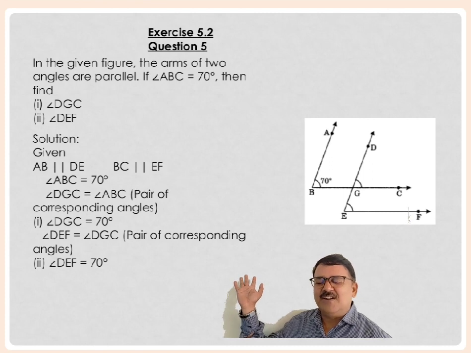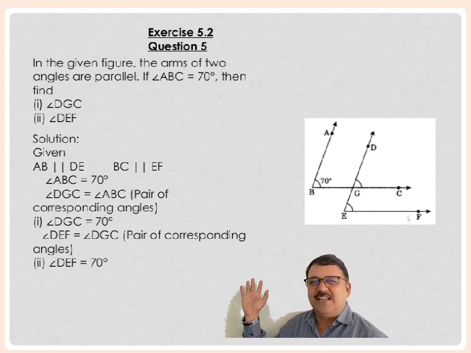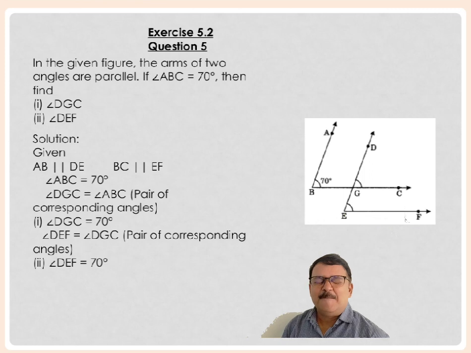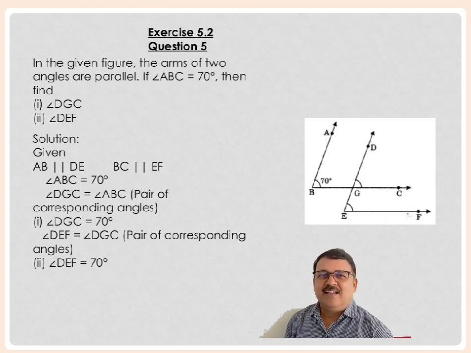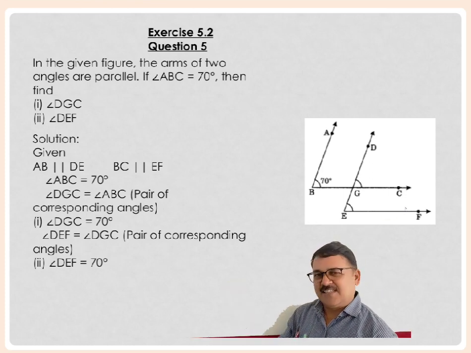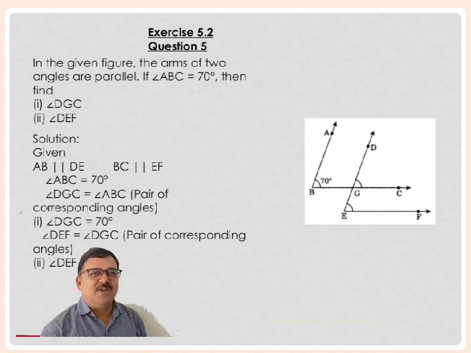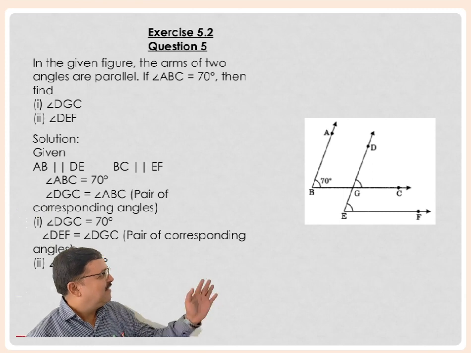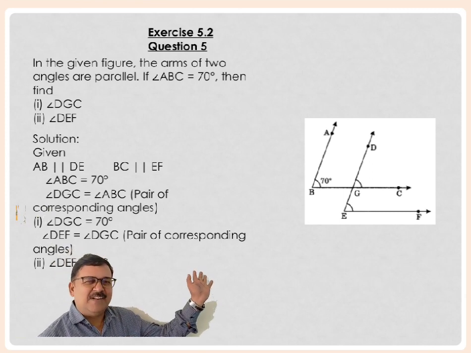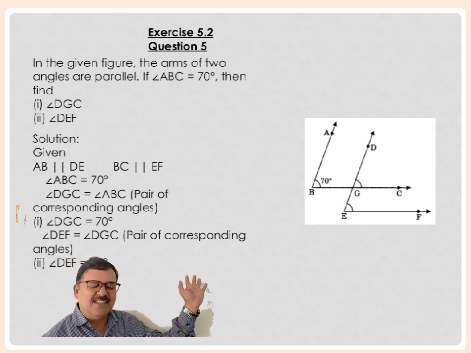See the figure, you can see angle 1 and 5. What type of angles are they? They are a pair of corresponding angles. So angle 1 is equal to angle 5. Reason: pair of corresponding angles. Now the second question: if angle 4 is equal to angle 6, then A is parallel to B.